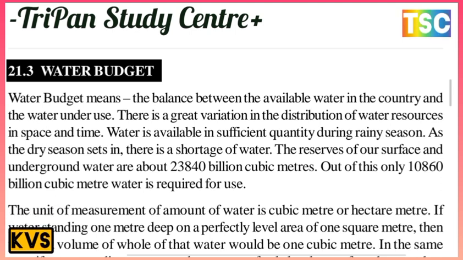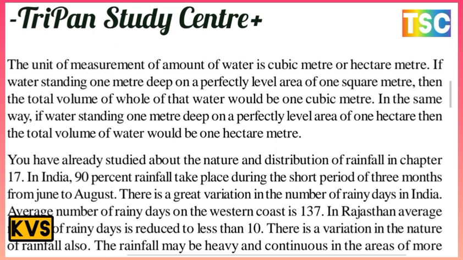The unit of measurement of the amount of water is the cubic meter or hectare meter. If water is standing 1 meter deep on a perfectly level area of 1 square meter, then the total volume of that water would be 1 cubic meter. In the same way, if water is standing 1 meter deep on a perfectly level area of 1 hectare, then the total volume of water would be 1 hectare meter.